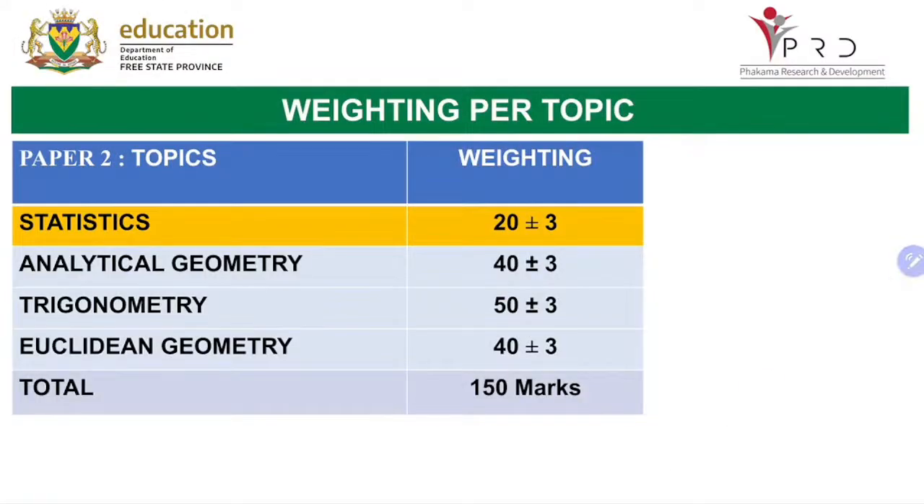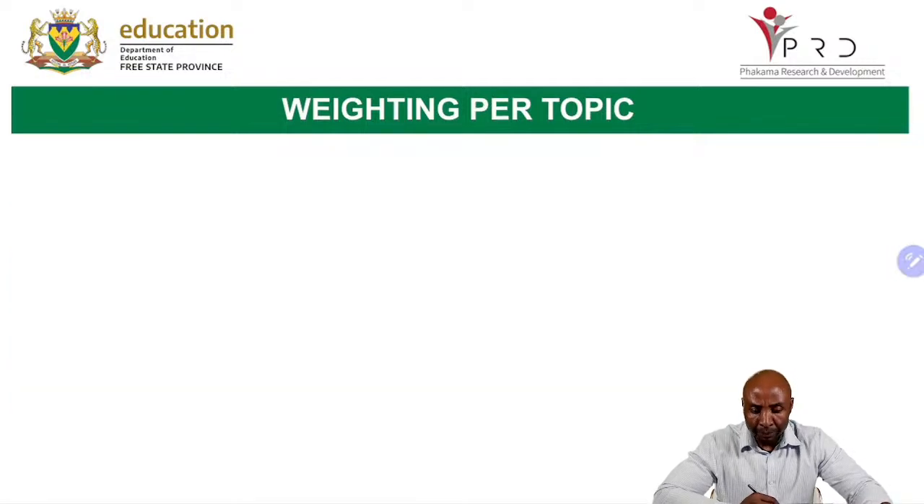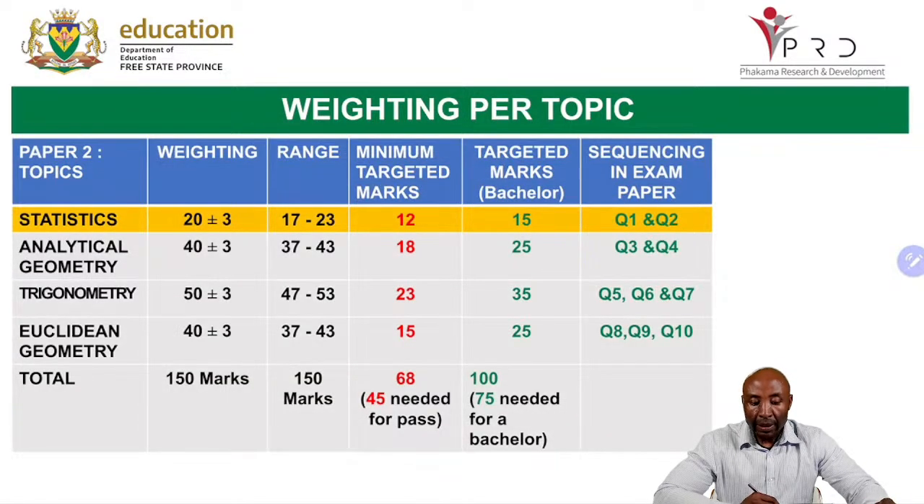Now, this is the paper 2 weighting, where we are saying statistics has between 17 and 23 marks. Analytical geometry has between 37 and 43 marks. Trigonometry has between 47 and 53 marks, and Euclidean geometry has between 37 and 43 marks. Now, this is the target that we need.